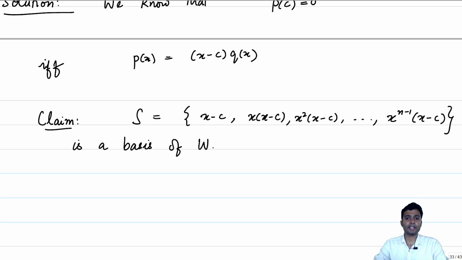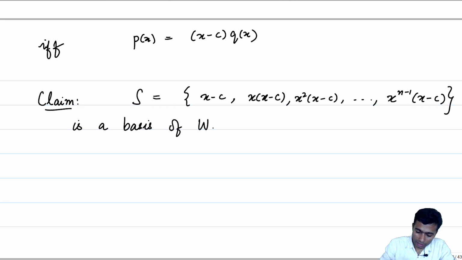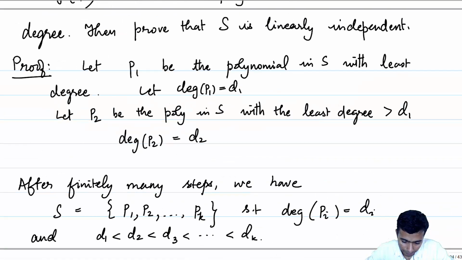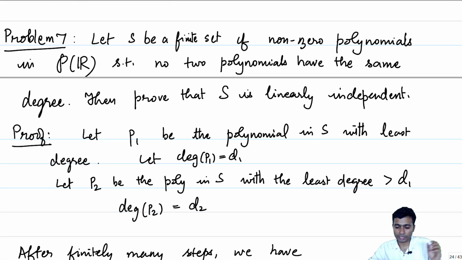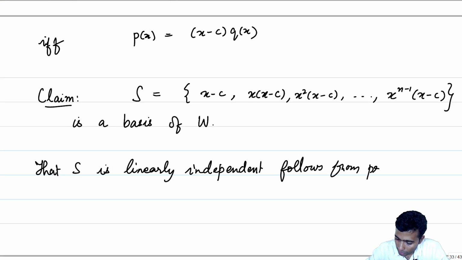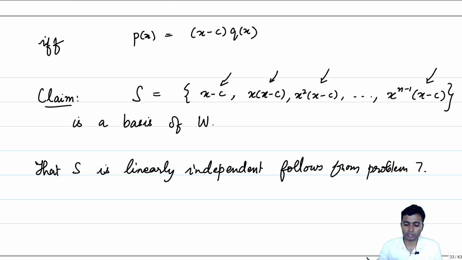The fact that S is linearly independent follows from one of the problems we have just proved. Which problem was it? Problem 7. Problem 7 said that if there is a subset S which consists of polynomials with different degrees, no two of them having the same degree, then they should be linearly independent. Notice that the same argument goes through in Pn of R as well. Why? Because this has degree 1, this is degree 2, this is degree 3, and this is degree n. All these have different degrees, so they are necessarily linearly independent.